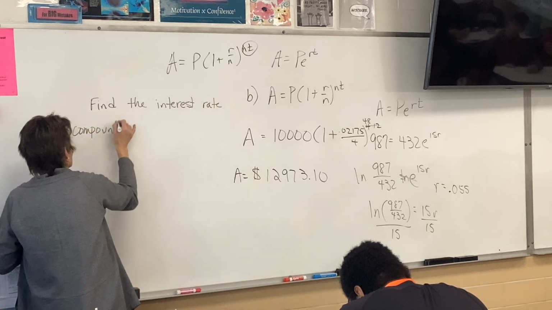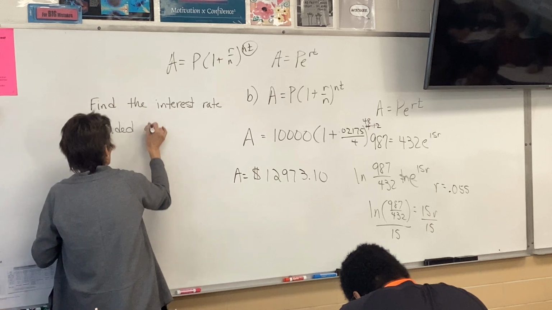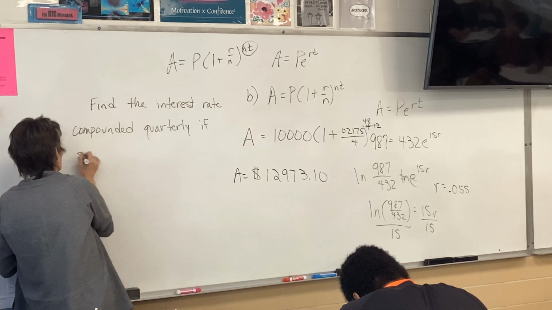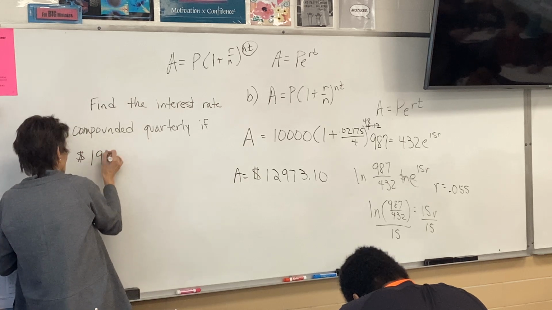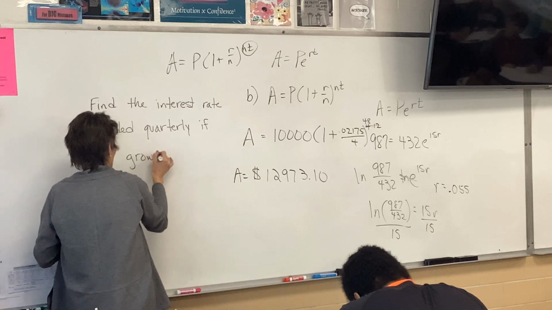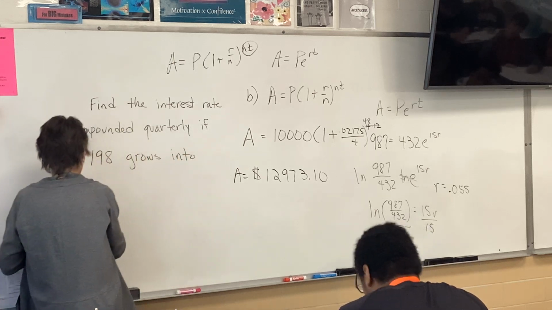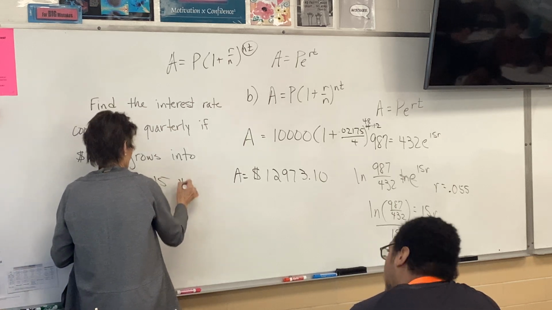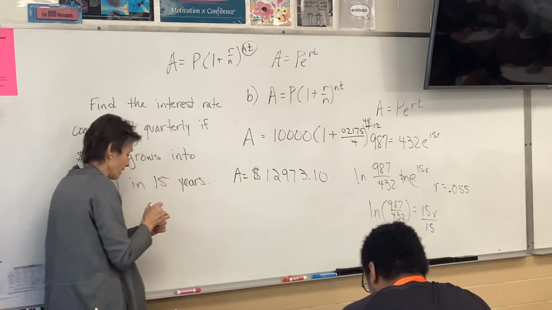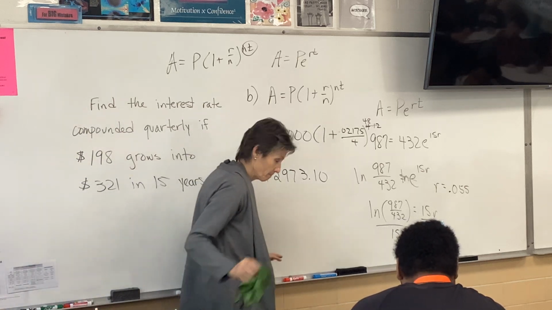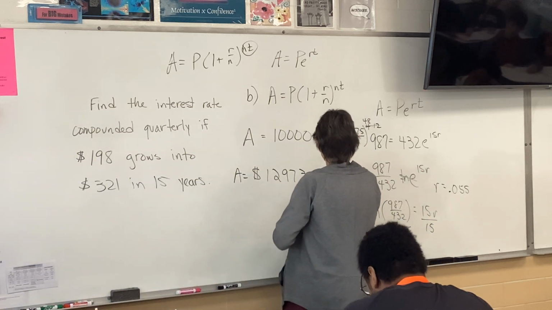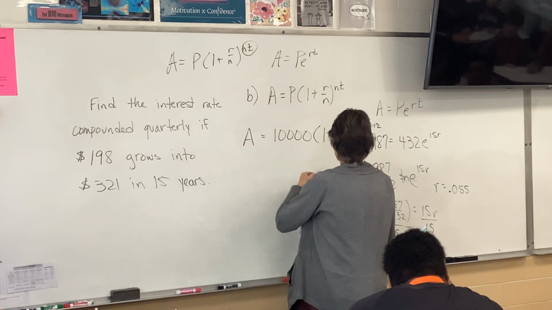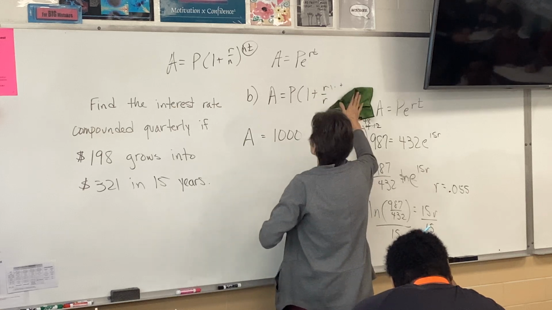Find the interest rate, compounded quarterly, if $198 grows into $321 in 15 years. All right, so there's your problem. Figure out which formula to use, and then figure out how to type it in on your calculator.